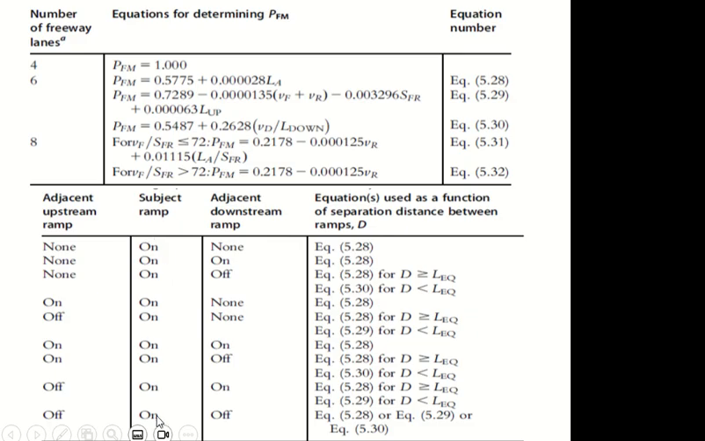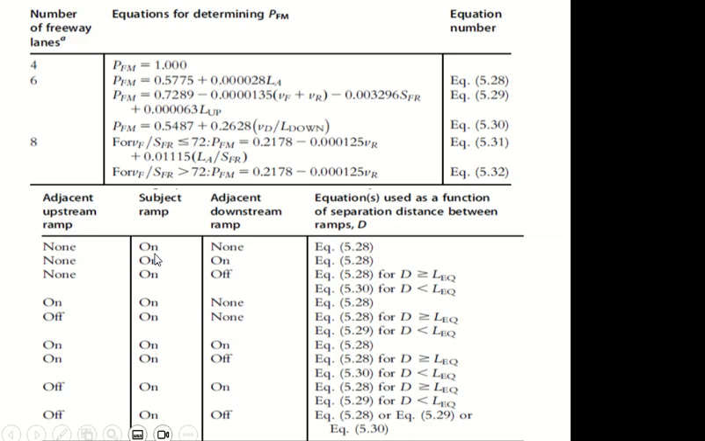Okay, all of them are on ramps, right? Because you have a merge section. Merge section has an on ramp, entry ramp. Okay, what is your upstream ramp? Meaning the ramp before. So you have a ramp in your section, and you have to look at the ramp before, upstream, and the ramp after, which is downstream.